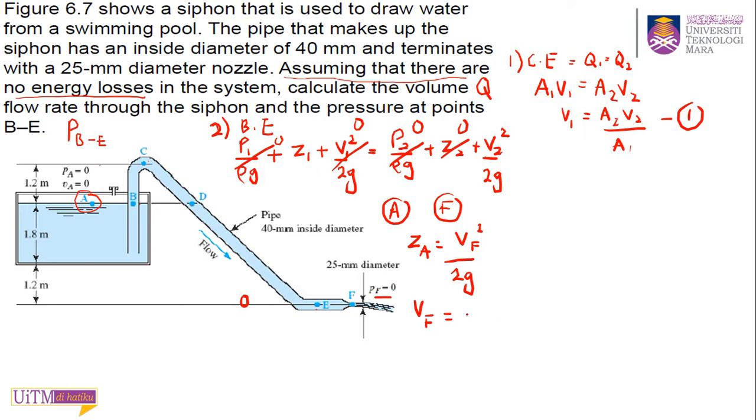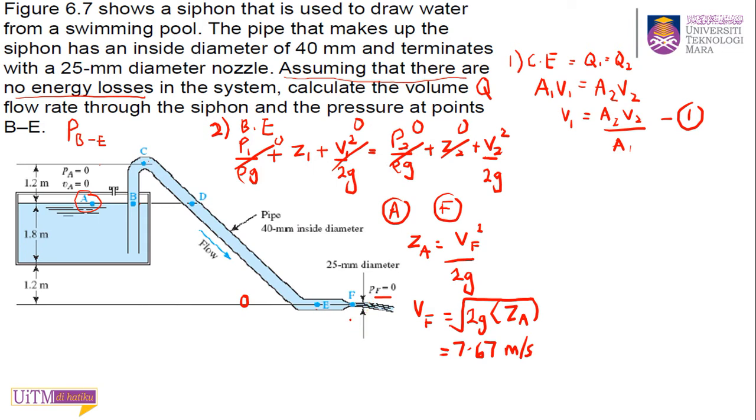VF is equal to the square root of 2G times ZA. So can someone calculate? 2 times 9.81 times ZA, 1.8 plus 1.2, so it's 3. The answer is 7.67 meter per second. So this is your velocity at F, right?